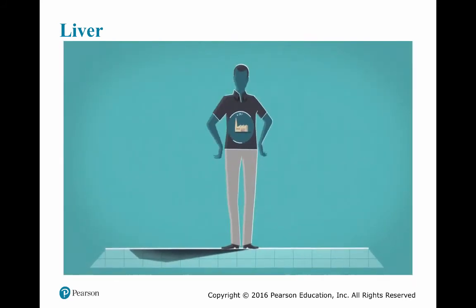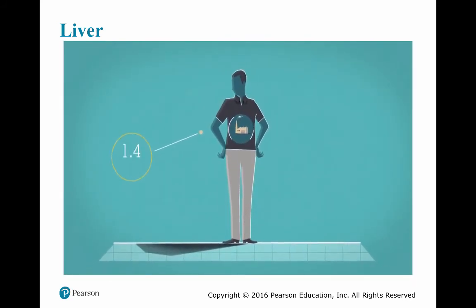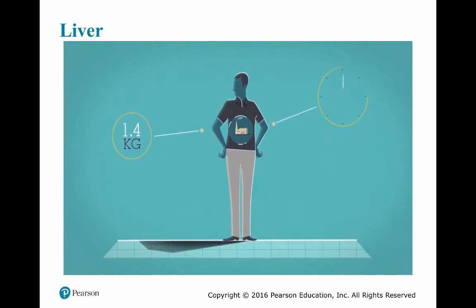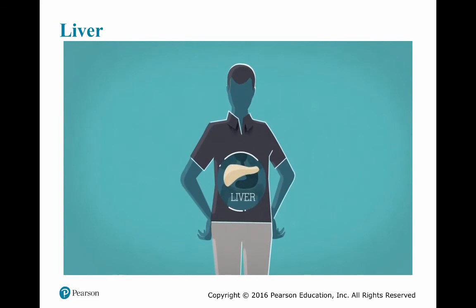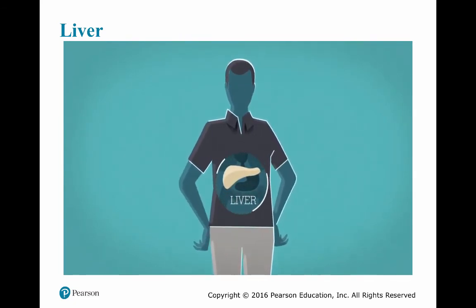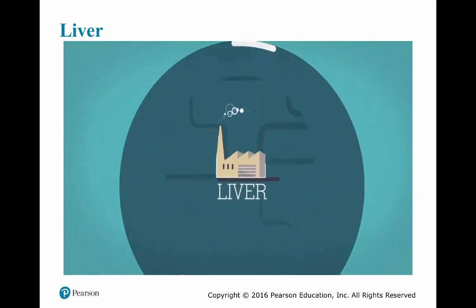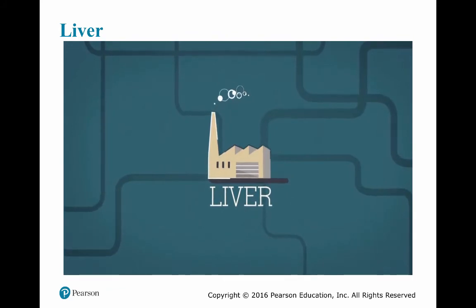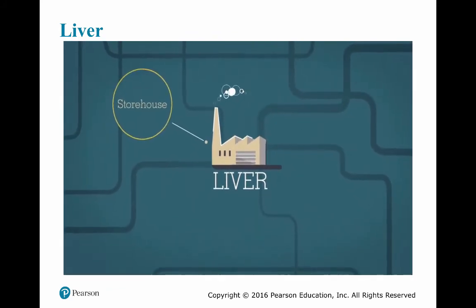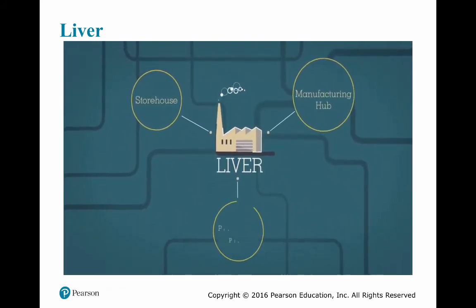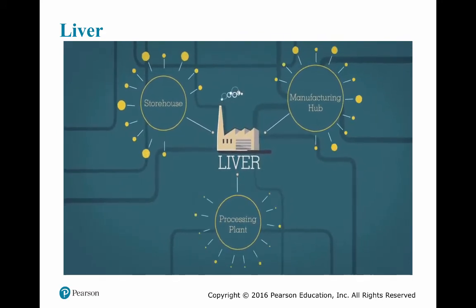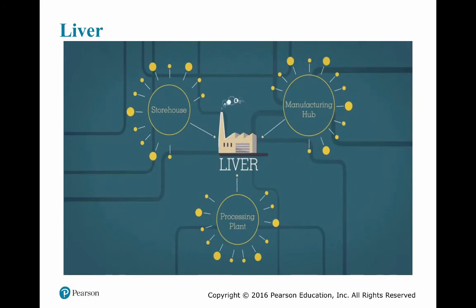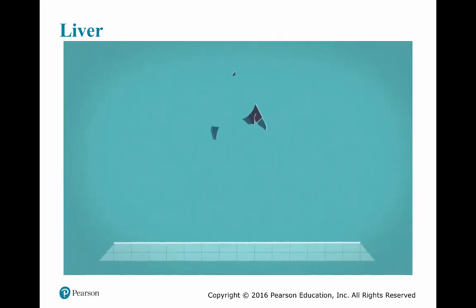There's a factory inside you that weighs about 1.4 kilograms and runs 24 hours a day. This is your liver, the heaviest organ in your body, and one of the most crucial. This industrious structure simultaneously acts as a storehouse, a manufacturing hub, and a processing plant. Each of these functions involves so many important subtasks that without the liver, our bodies would simply stop working.